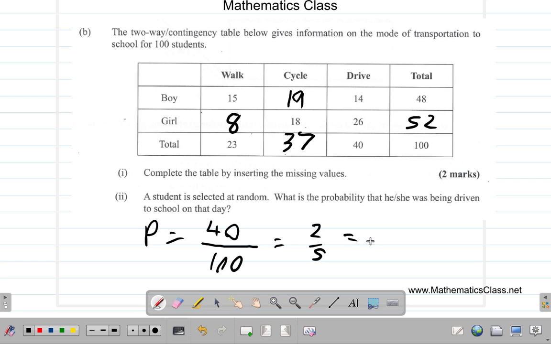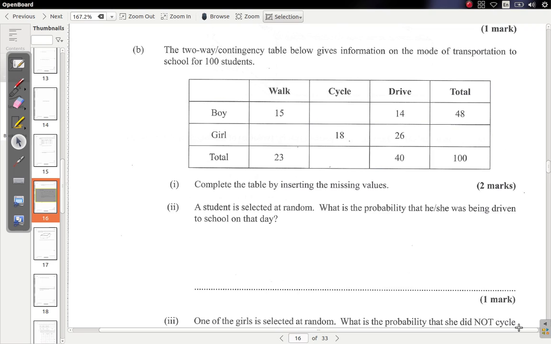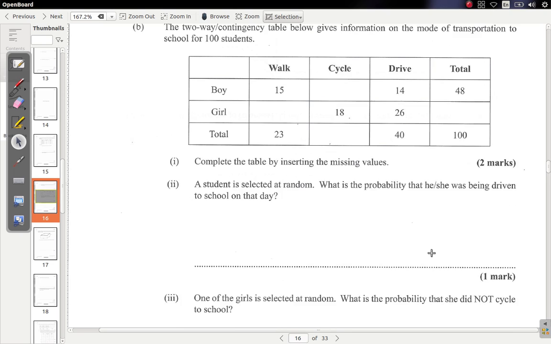If you want to put it as a decimal, you should have what? 2/5 is 0.4. I could put it as a percentage if you want, 40%. But with a case like this in an exam, you can leave it as a fraction. So the probability would be 2/5. You see? Alright. What else do they say now?